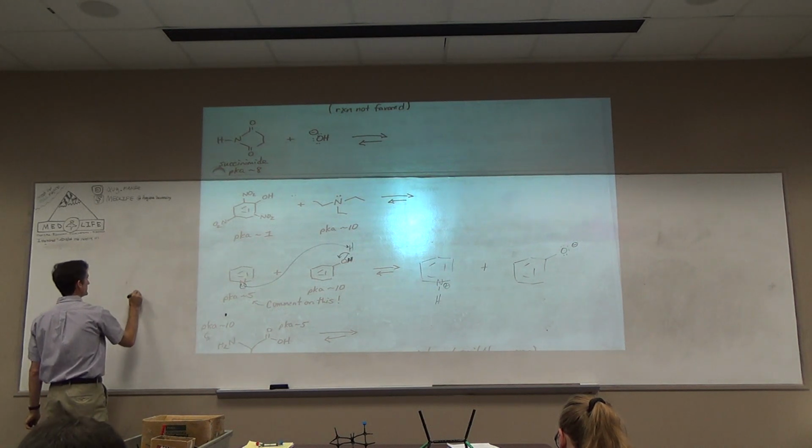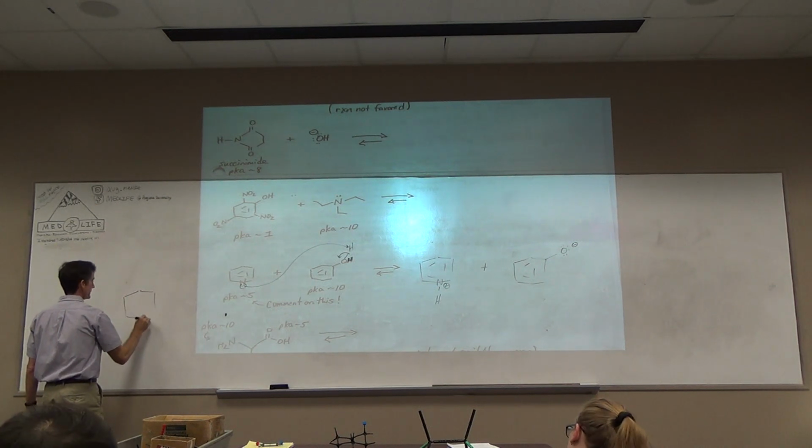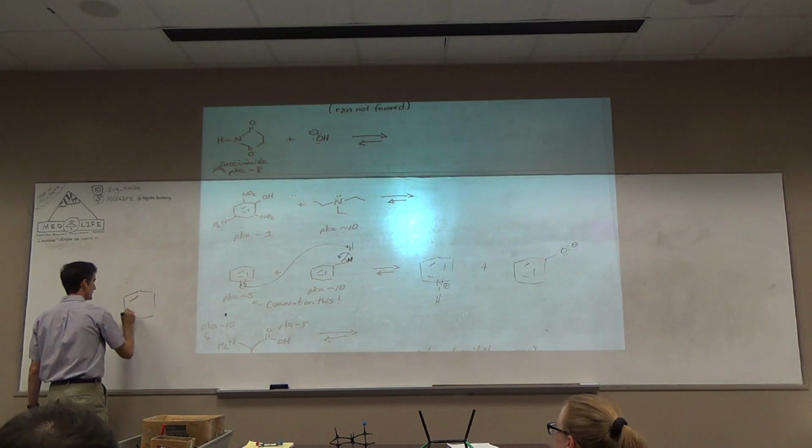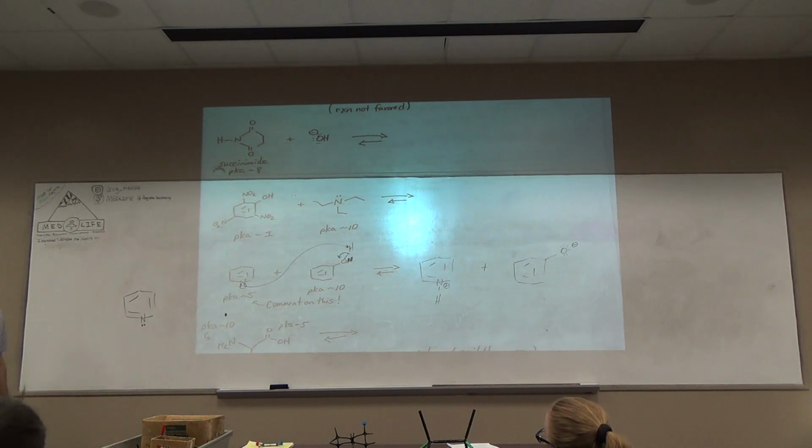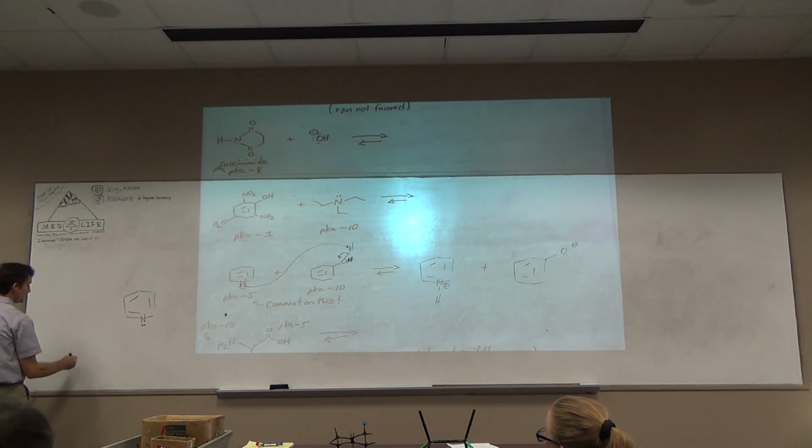Okay, let's look at that. That sometimes comes up. I'll draw this more clearly. What's the hybridization of this nitrogen here? And what type of orbital is that lone pair in? It's sp2, and the lone pair is in what type of orbital?